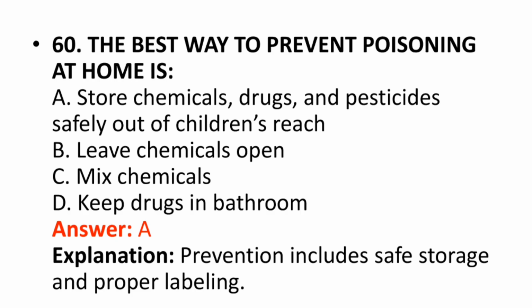The best way to prevent poisoning at home is option A, store chemicals, drugs and pesticides safely out of children's reach. Option B, leave chemicals open. Option C, mix chemicals. Option D, keep drugs in bathroom. The correct answer is option A. Prevention includes safe storage and proper labeling.